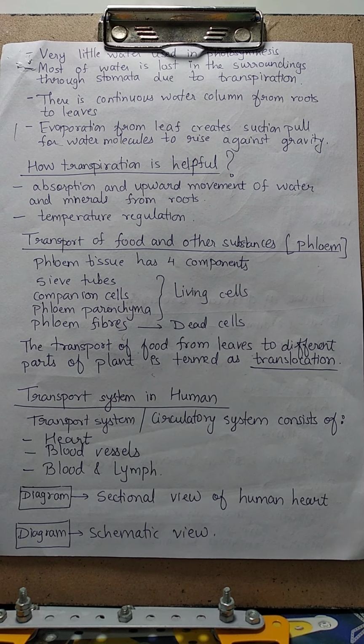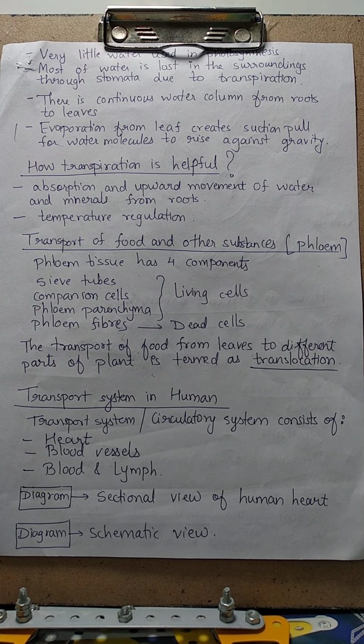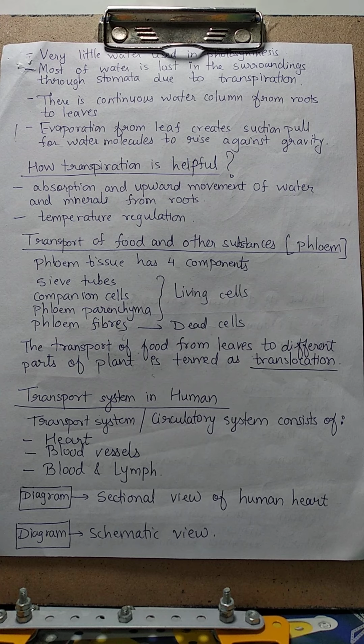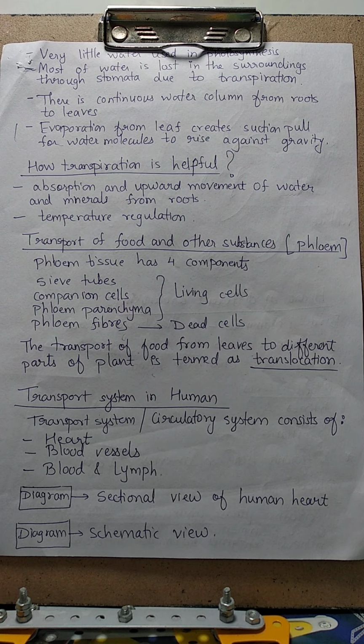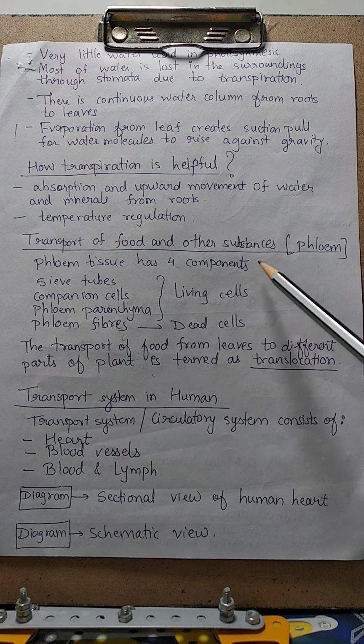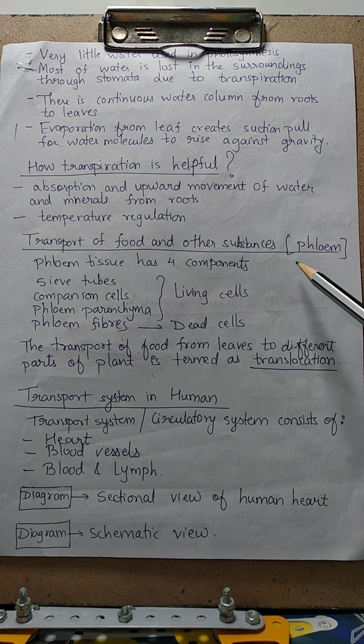This is for class 10. Chapter is life processes. In this part, we will try to understand how transport of food and other substances takes place within a plant. So, the transfer of food and other substances takes place with the help of phloem tissue.